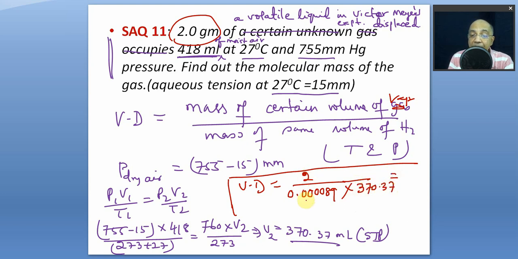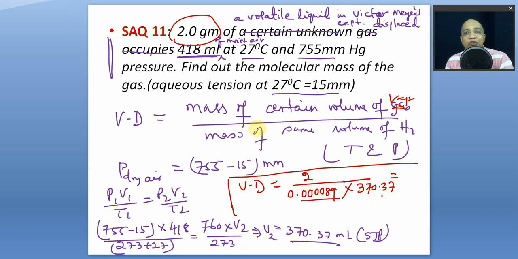So it is mass by mass: the mass of the vapor of the volatile liquid, 2 gram, is given, and the mass of the same volume of hydrogen at STP. This mass will never change whether it is STP or non-STP. This mass will be same, but the volume has to be found out in STP condition. It was given in a different condition. We found it out in STP condition, because we know the density of hydrogen at STP is this.